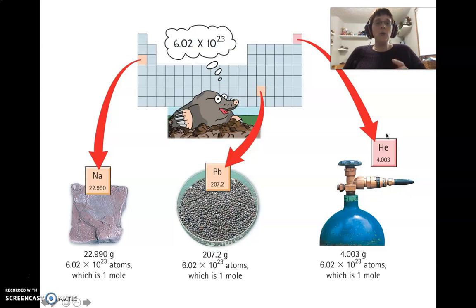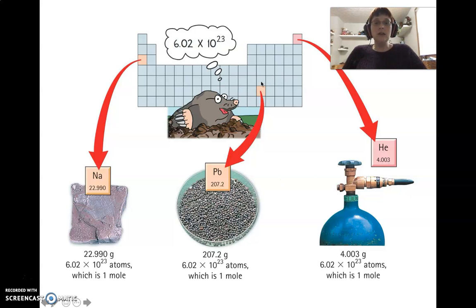So if we had 1 mole of helium, meaning that we had 6.02 times 10 to the 23rd atoms, or 602 with 21 zeros after it, atoms of helium, that means it would weigh 4.003 grams. So this atomic mass that you find on the periodic table is equal to 1 mole if you add grams after that number instead of AMU like we've been using so far.